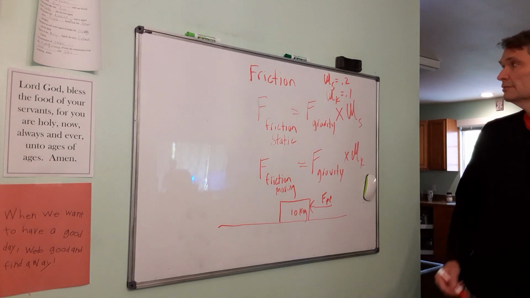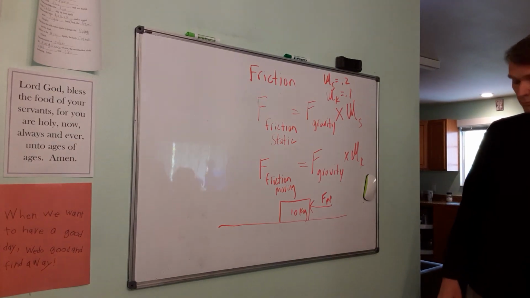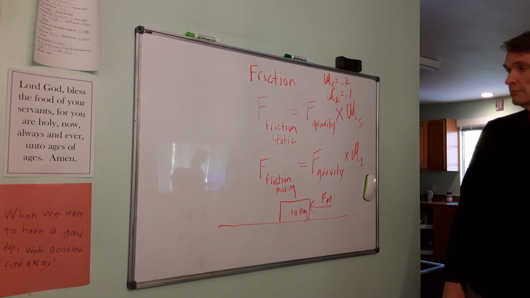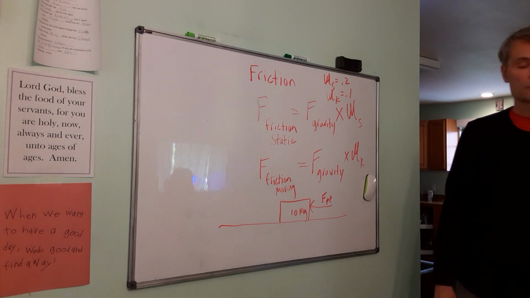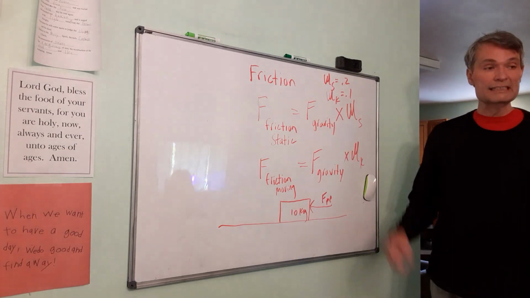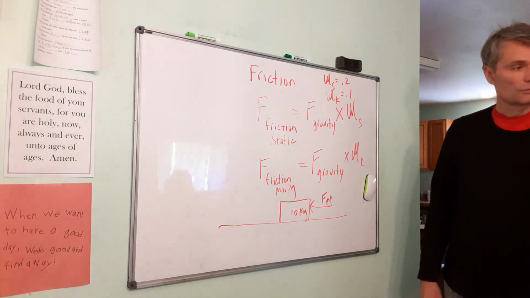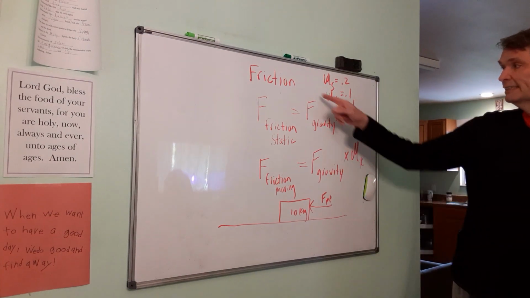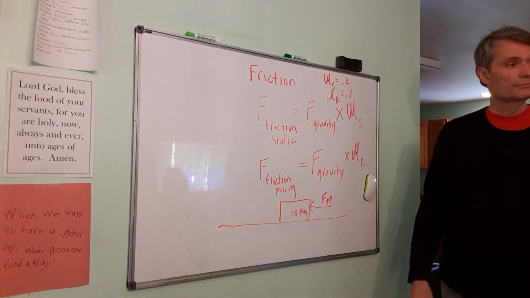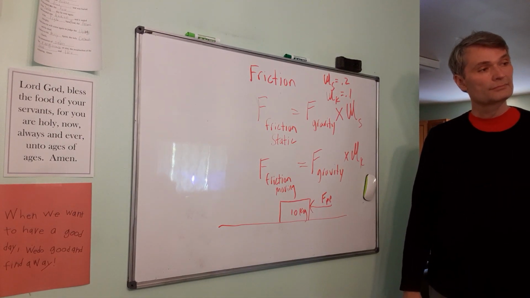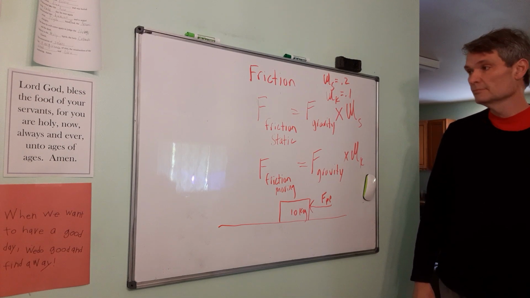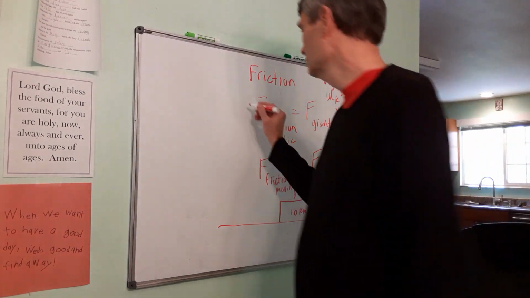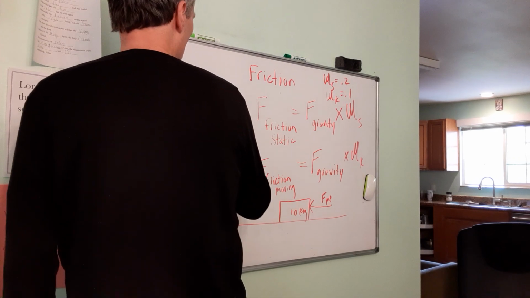To get it sliding, we're working with the static friction first. So we multiply 10 by 0.2? No, the force of gravity is not 10. Oh, right. What is the force of gravity? It's 98. So we have to multiply 98 times 0.2, which is 19.6. 19.6 newtons.